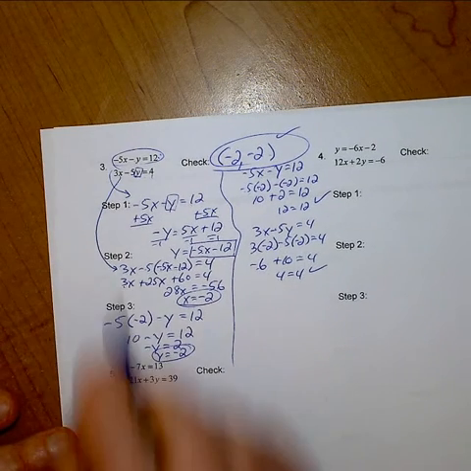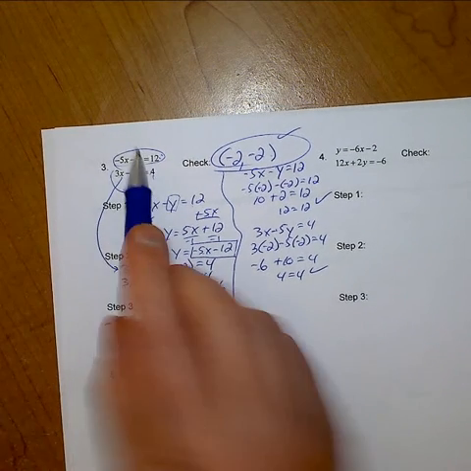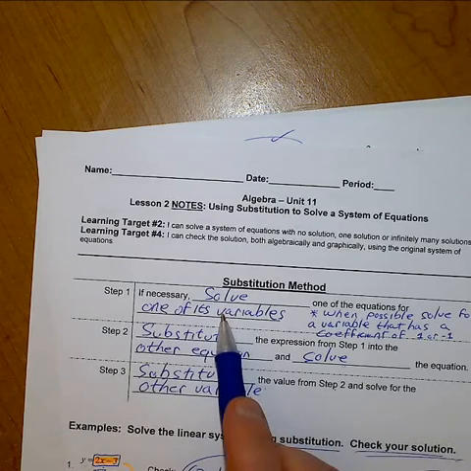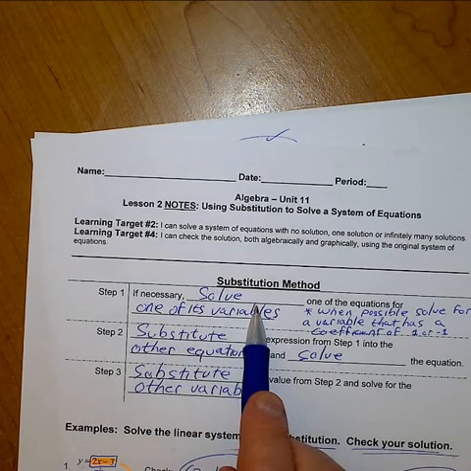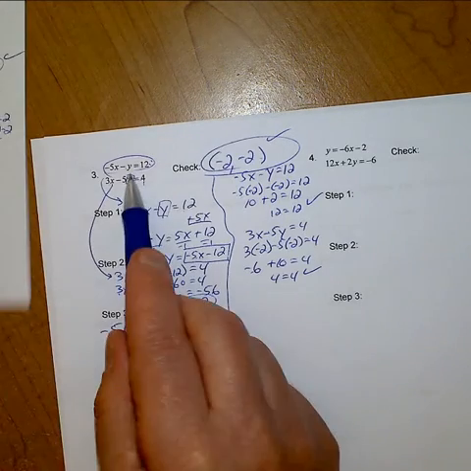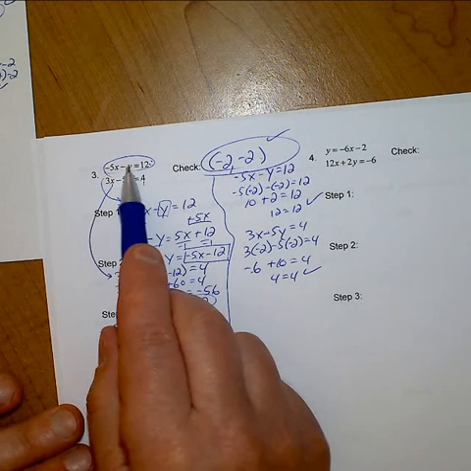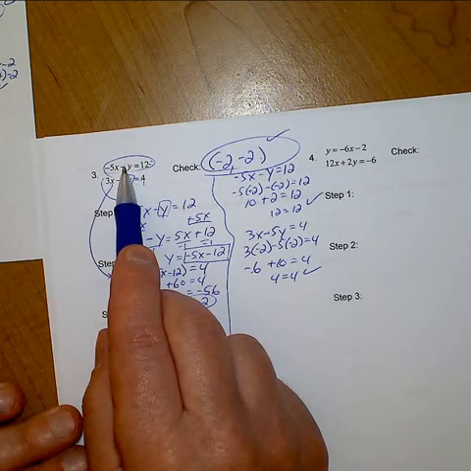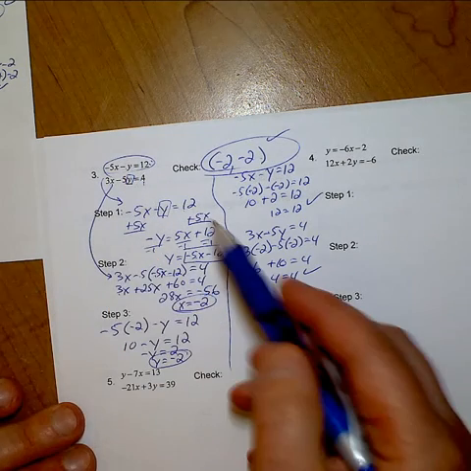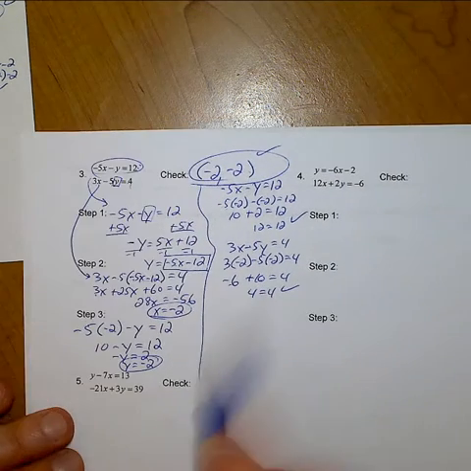Okay, so this one we didn't have step 1 done. We had to solve for one of the variables. I chose to solve for y because it had a negative 1 as a coefficient. Much easier to do. All right, so let's try number 4. We got 2 more examples to do here.